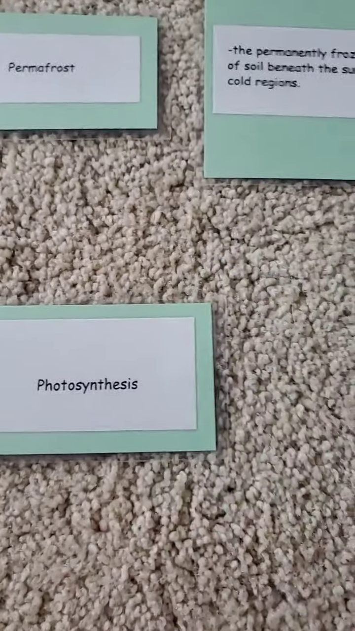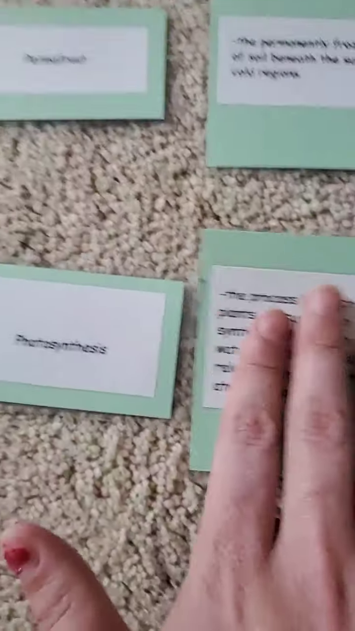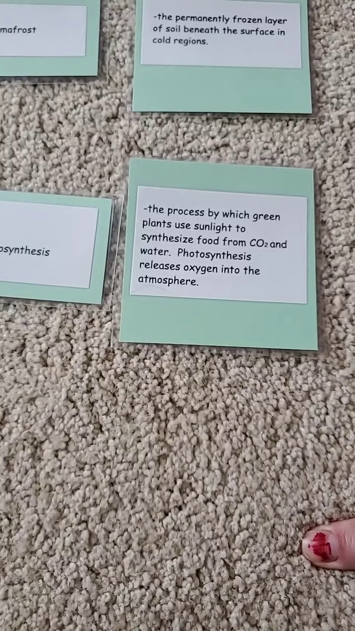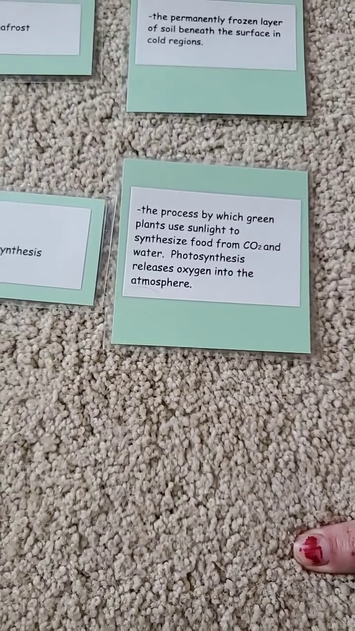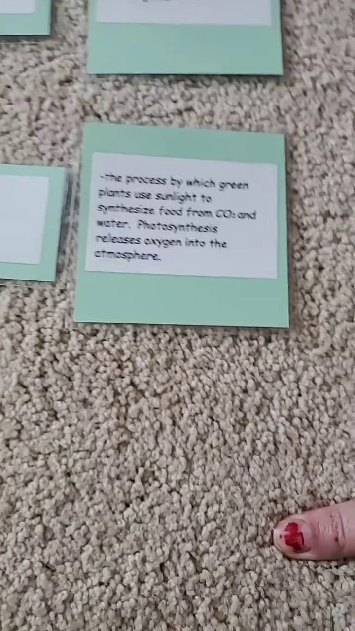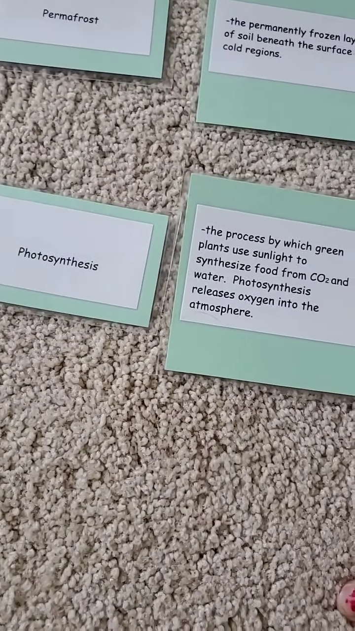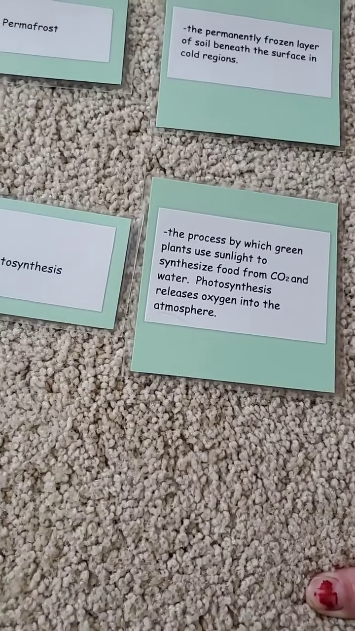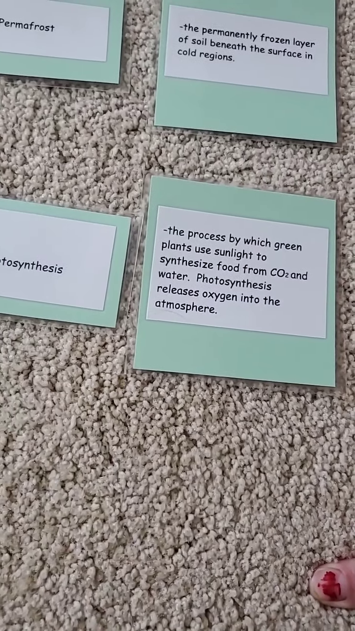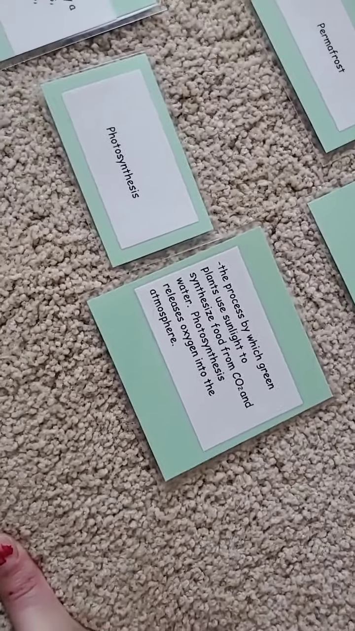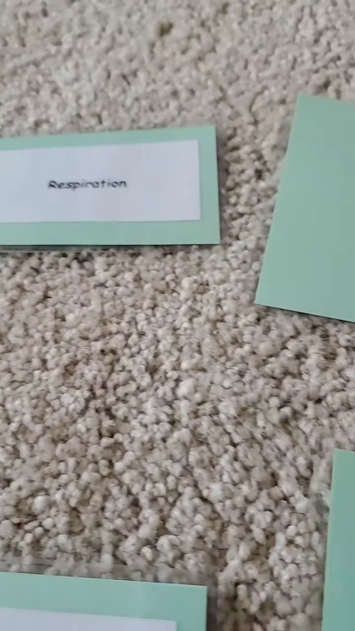Photosynthesis is the beautiful process by which plants take in the sun's energy and produce their sugars to feed themselves, and also give off the oxygen to feed us. It's the green plants using sunlight for food and creating oxygen for our atmosphere. It's a beautiful process, and without it, we would not be here. So thank you, photosynthesis. All right.